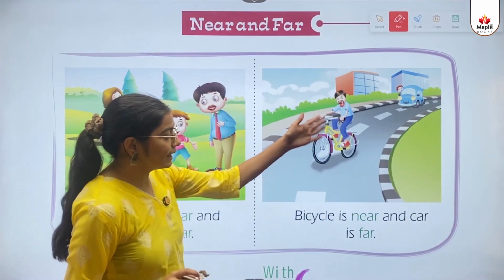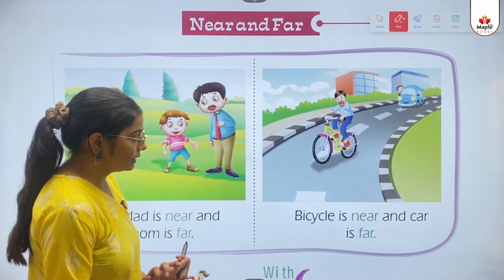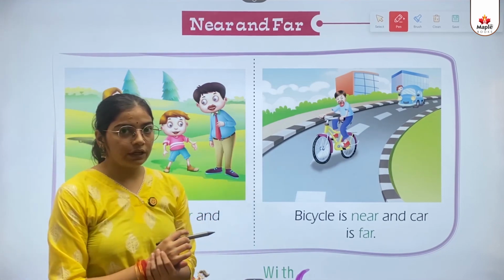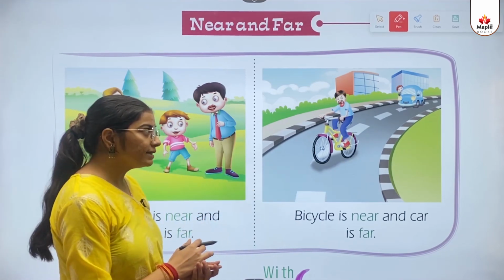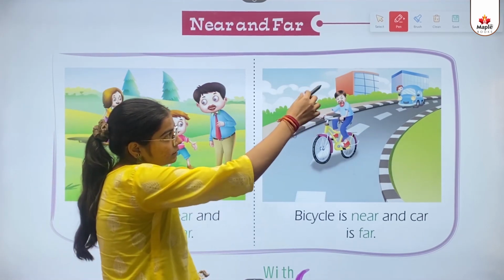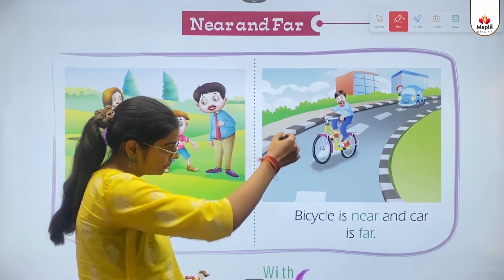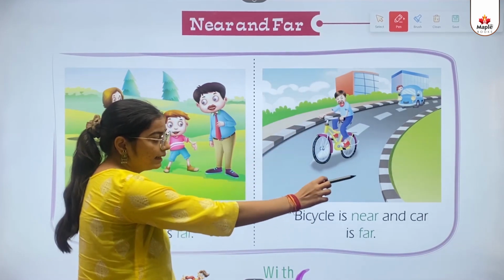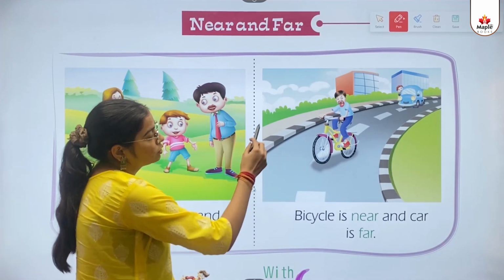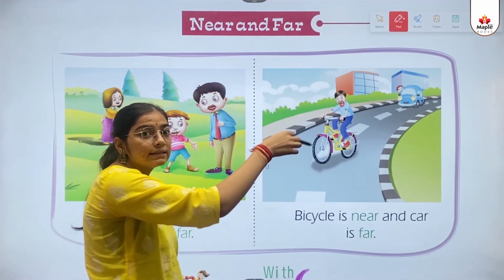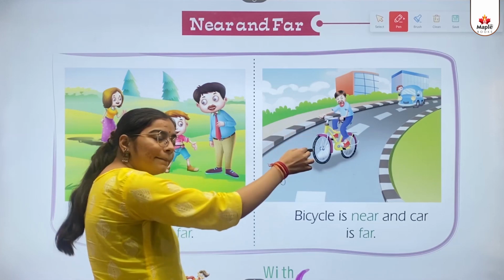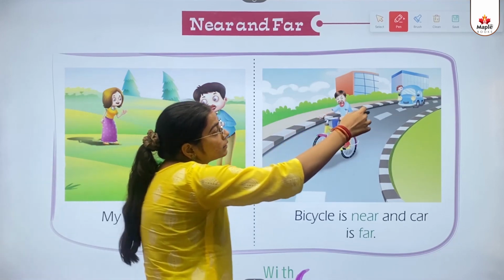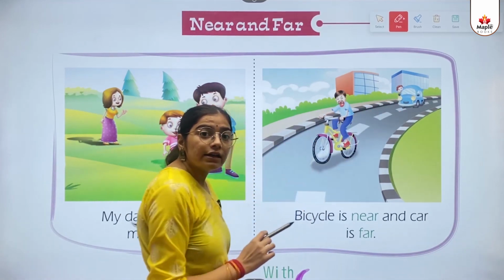Then, in the second picture, as you can see, a man is moving on the road with a bicycle and there is a car behind him. So, what is written here? Bicycle is near and car is far. So, the bicycle is near to the man and the car is far away from him.